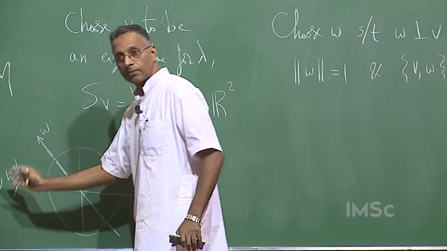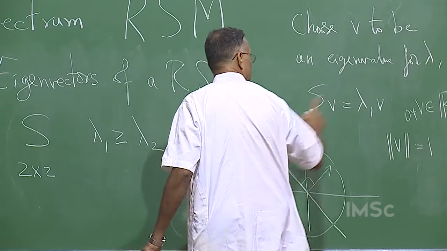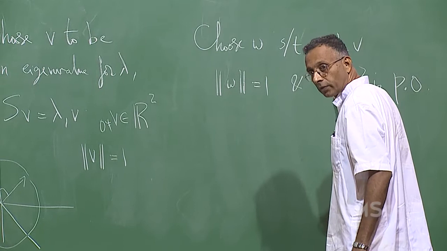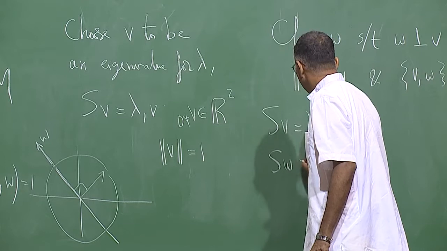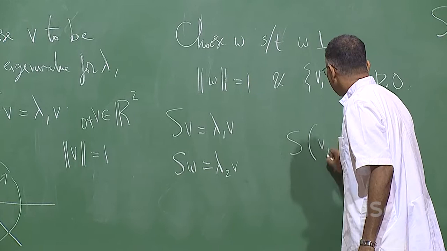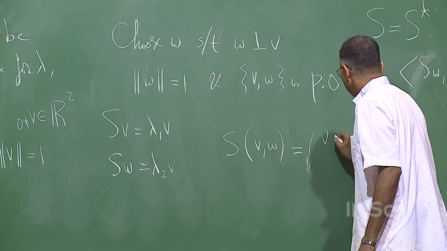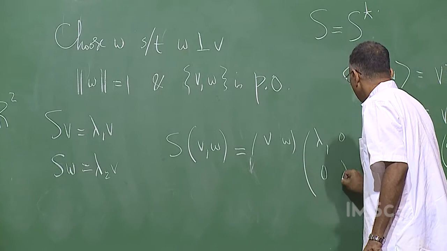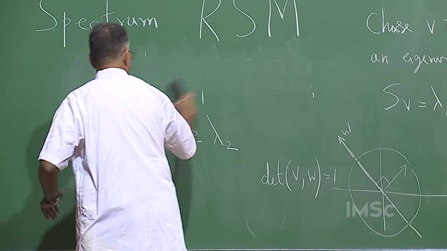So what we have, therefore, is a vector here and a vector here, which are eigenvectors, and they are orthogonal unit vectors, both of them. In other words, they are an orthonormal basis, and it's positively oriented. And so I have these equations: SV is equal to lambda 1 V, SW is equal to lambda 2 W, which I'll write like this: S of V W. I think of this as a 2x2 matrix, where V is the first column and W is the next column. This can be written using block multiplication. This is for the 2x2 case.